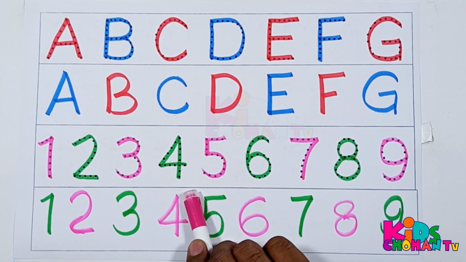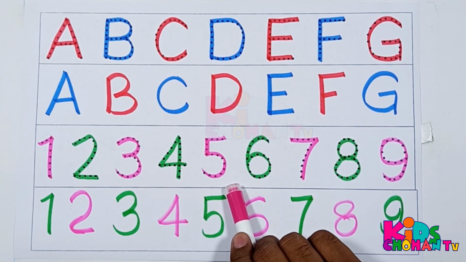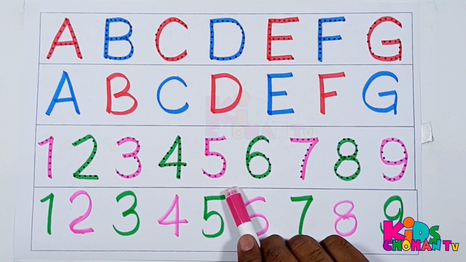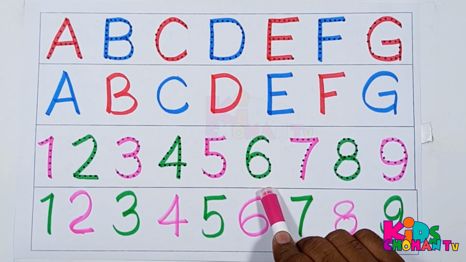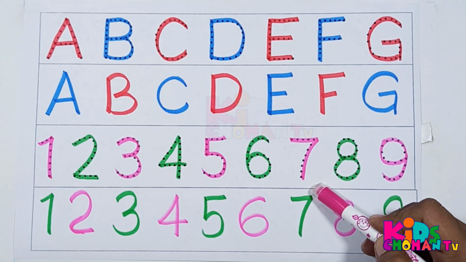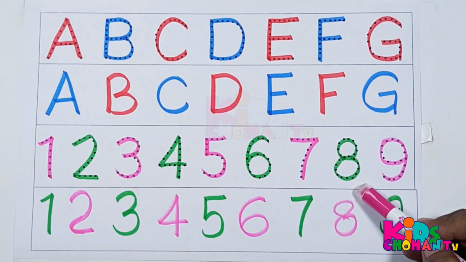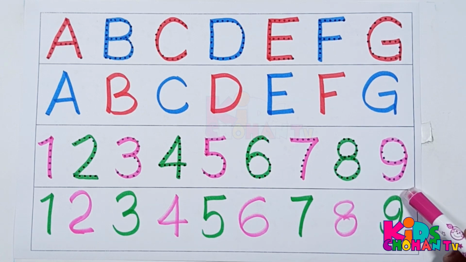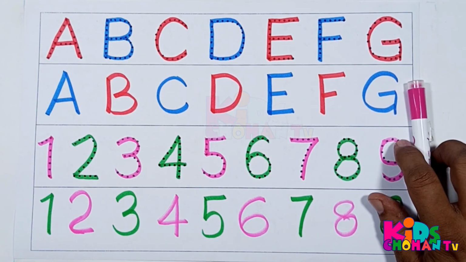THREE 3, 4 FOUR 4, 5 FIVE 5, 6 SIX 6, 7 SEVEN 7, 8 EIGHT 8, 9 NINE 9.